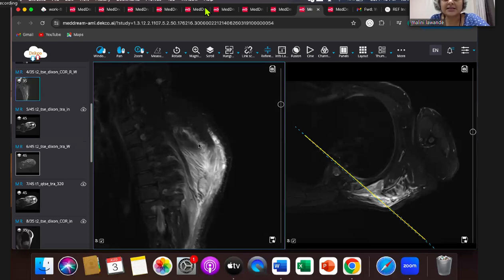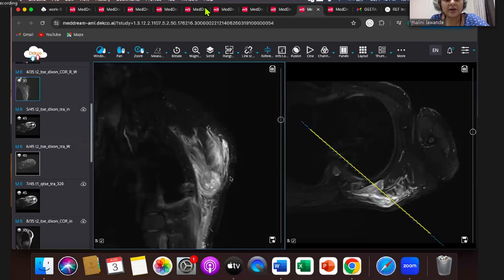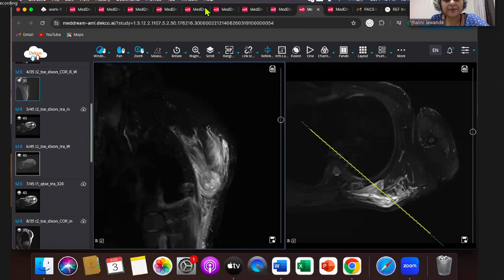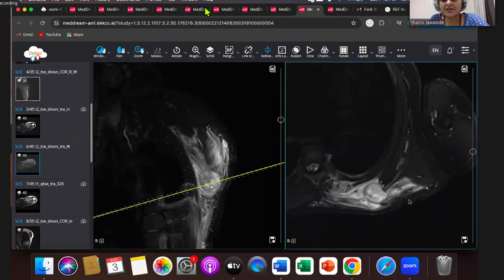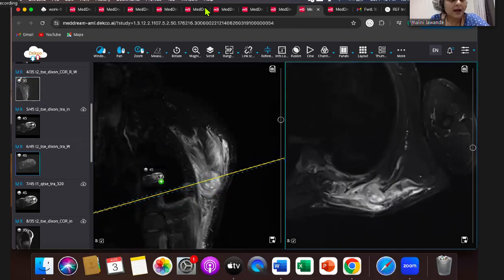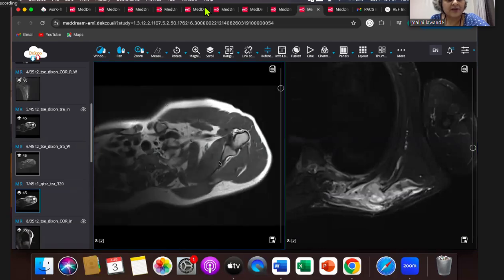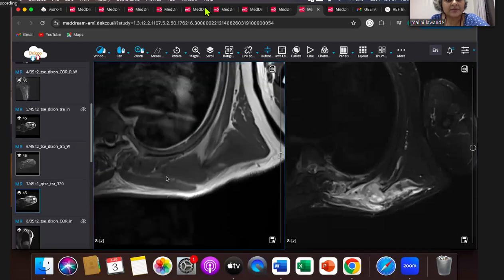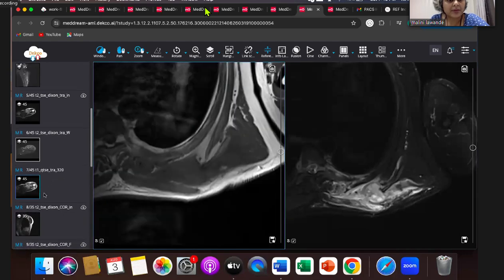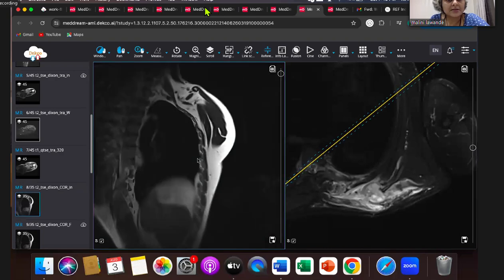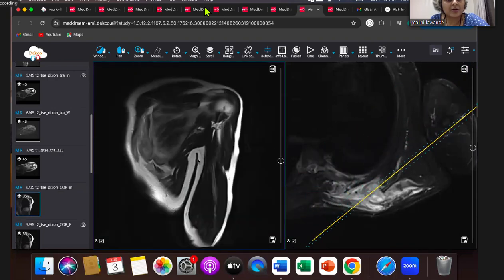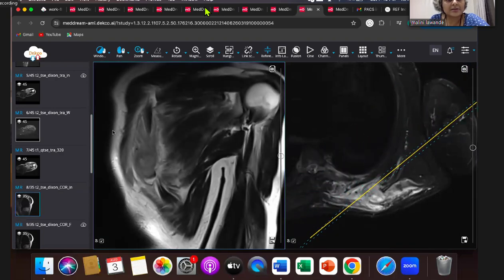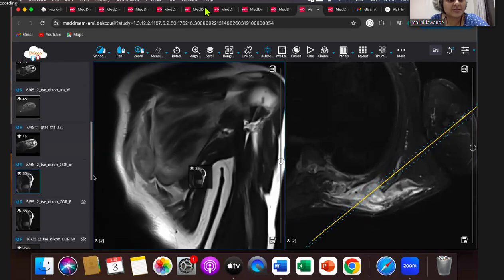This is the sagittal STIR images. Okay, this is sagittal STIR image. This is the axial STIR image. I will show you the T1 weighted image. Okay, this is the T1 weighted image. This is the coronal T2 weighted image. I'm focusing on the pathology only itself.